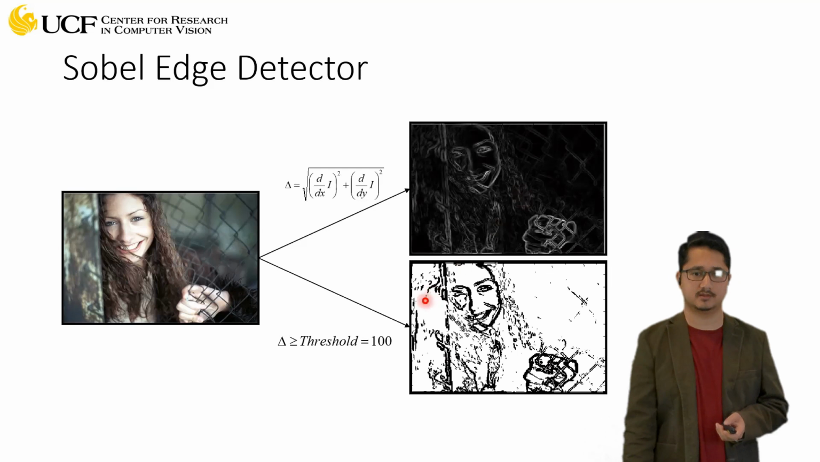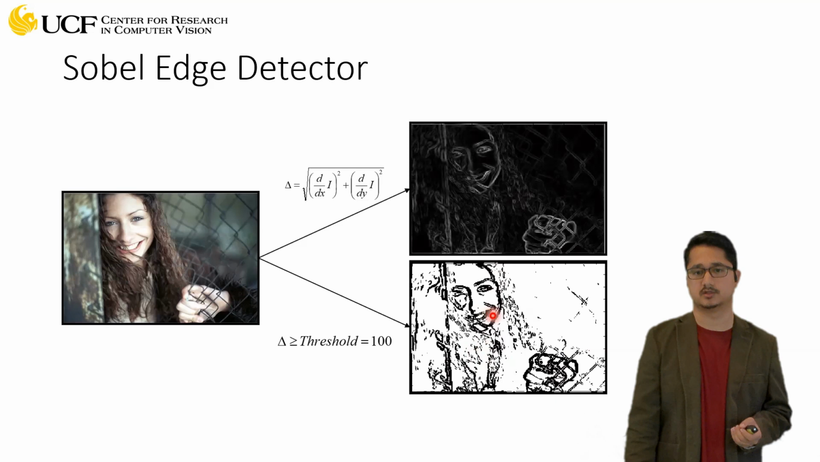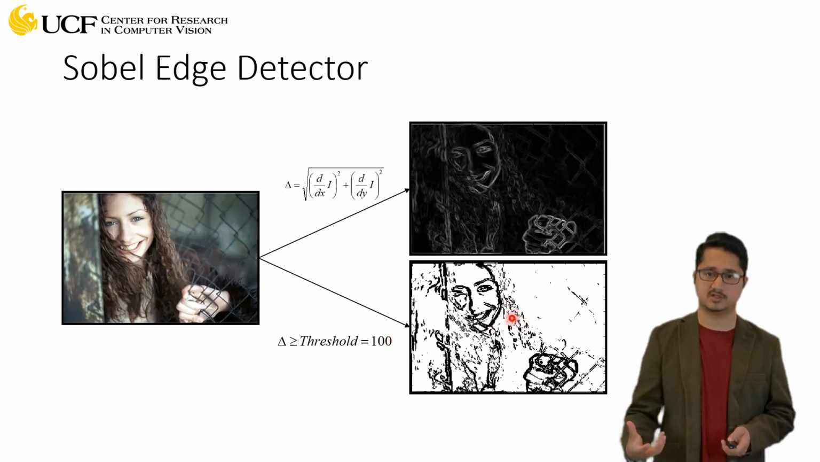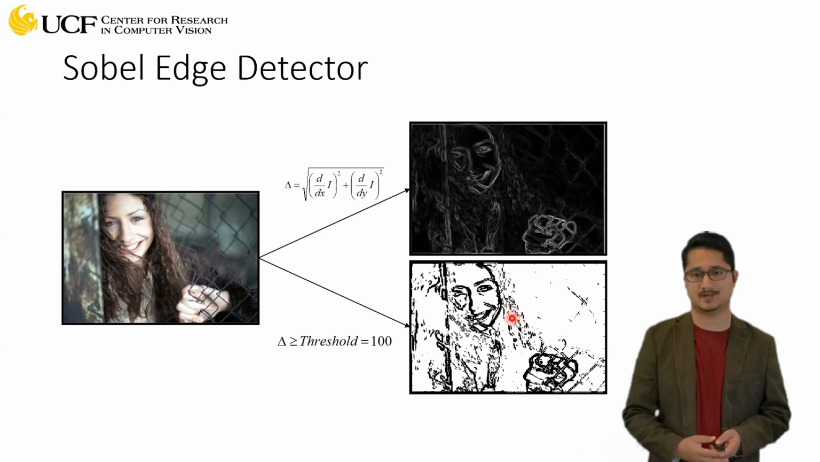For example, if I say the threshold is 100, and this threshold is on these activations here, you will get something like this, which is showing you the edges which are being determined by this algorithm. Okay. Now, how will this threshold change the output? If you lower the threshold, then you will actually get more edges. And if you increase the threshold, the number of edges which are detected will be slightly lower.